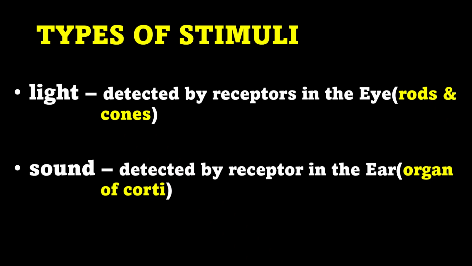But not every part of the ear is involved in detecting sound. There is only a small area in the ear that allows us to detect sound, and that part is called the organ of Corti. So to see light, you need cones and rods. To hear sound, you need the organ of Corti.